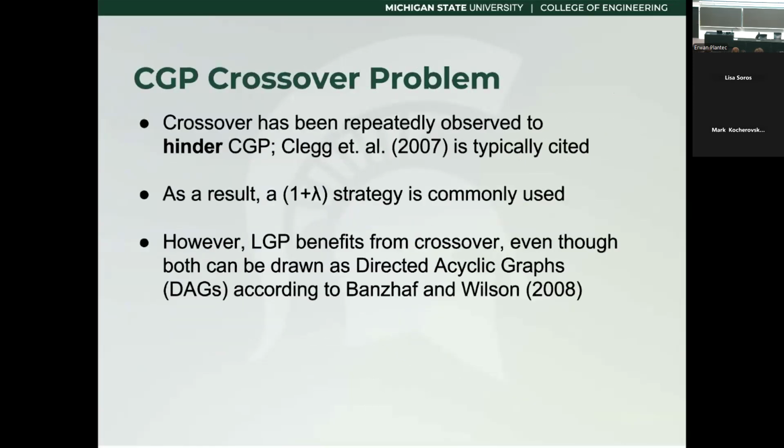So crossover has been repeatedly observed to hinder Cartesian genetic programming search. It tends to converge towards worse fitness values, and it takes much longer to do so. So in practice, we use 1 plus lambda, 1 plus 4 normally. However, in linear genetic programming, you have to use crossover to do search. But both of these structures, the linear and the Cartesian structures, are very similar because you can very easily draw one as the other.